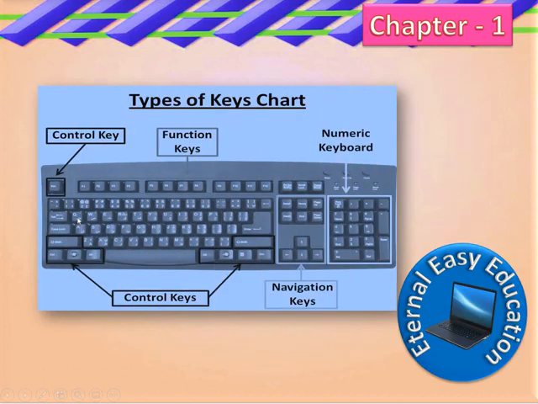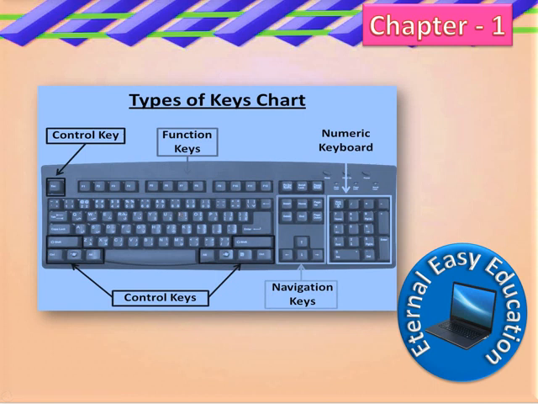Next, the letters Q, W, E, R, T, Y, QWERTY keyboard, because this arrangement is same as in the typewriter. So we are saying this keyboard is derived from the typewriter. Then the characters and the numbers 1, 2, 3 here are all together said to be character keys.